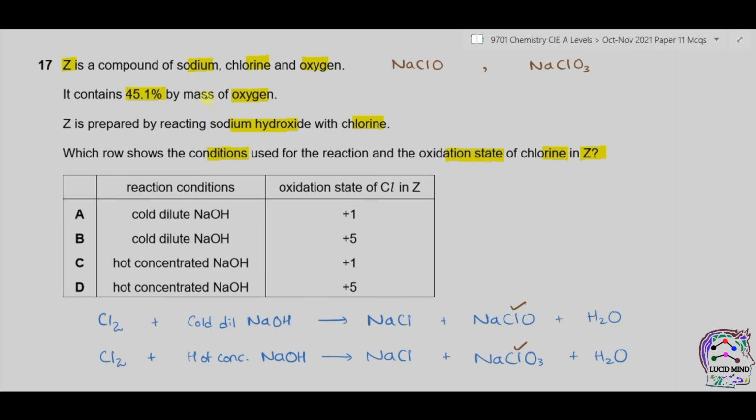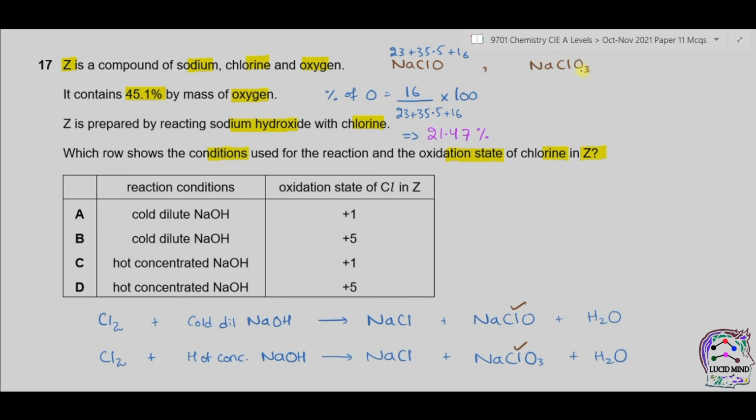Let's find the percentage by mass of oxygen in each. Now the atomic mass of sodium is 23. For chlorine it is 35.5. For oxygen it is 16. So percentage of oxygen is equal to atomic mass of oxygen divided by total atomic mass, into 100. It comes equal to 21.47%.